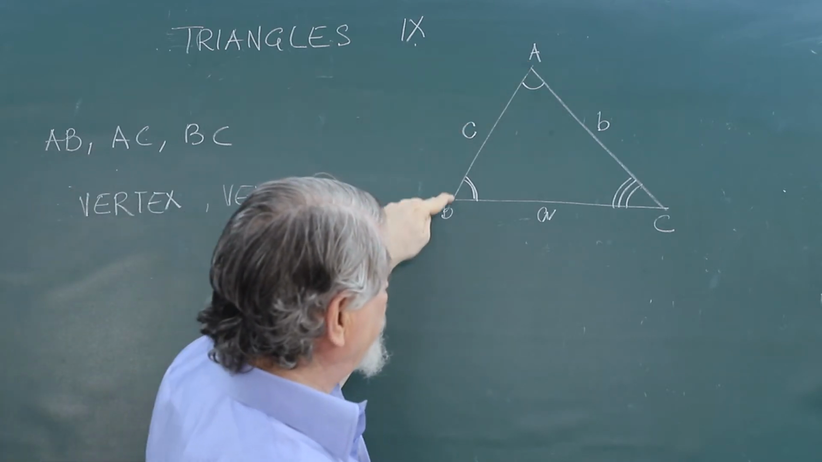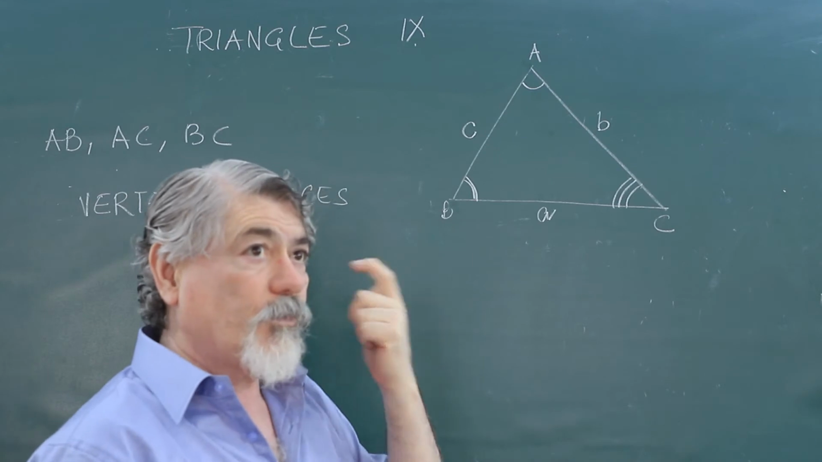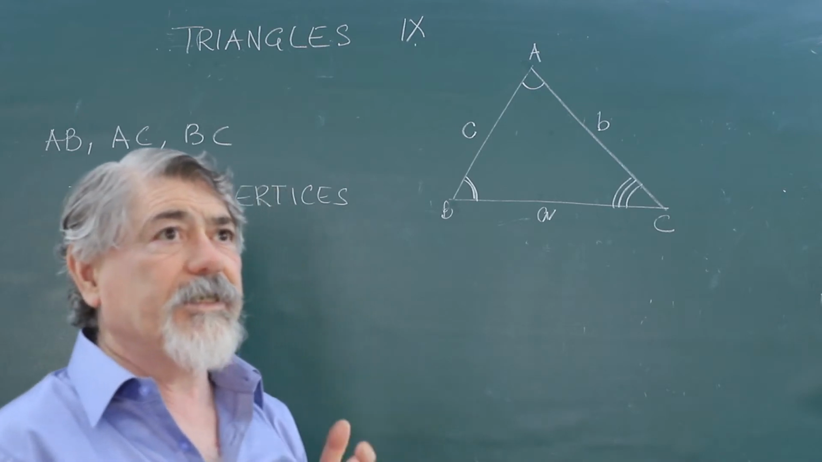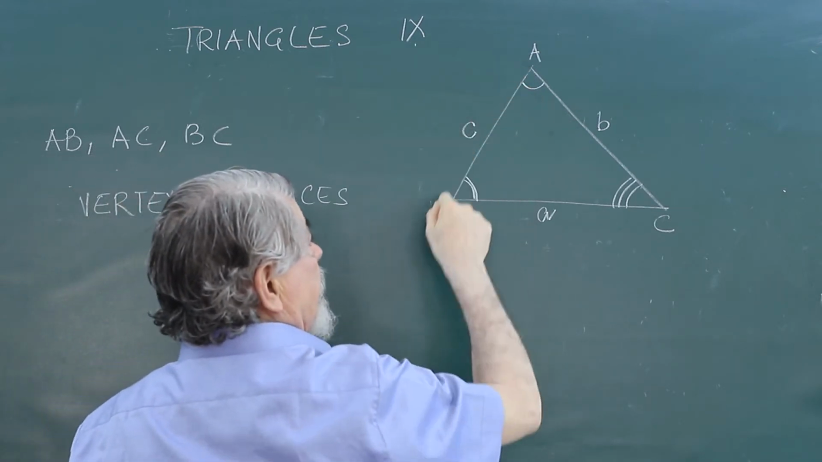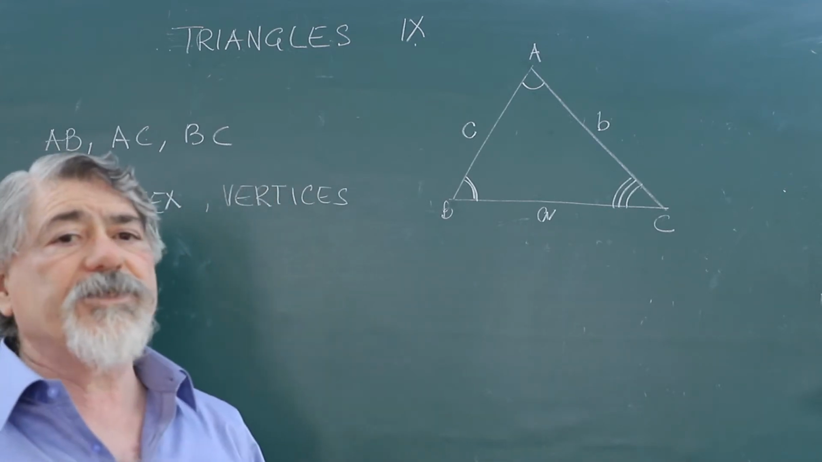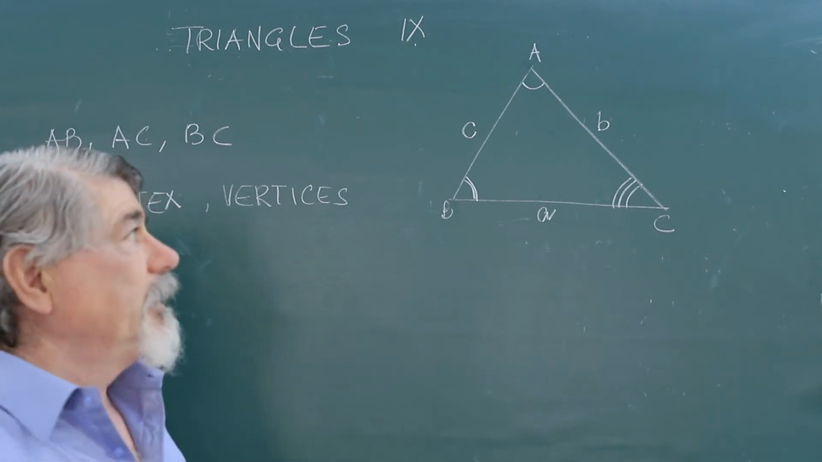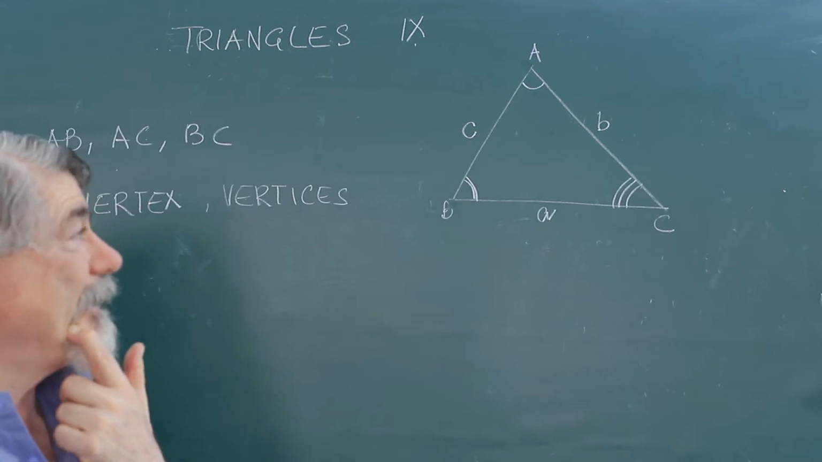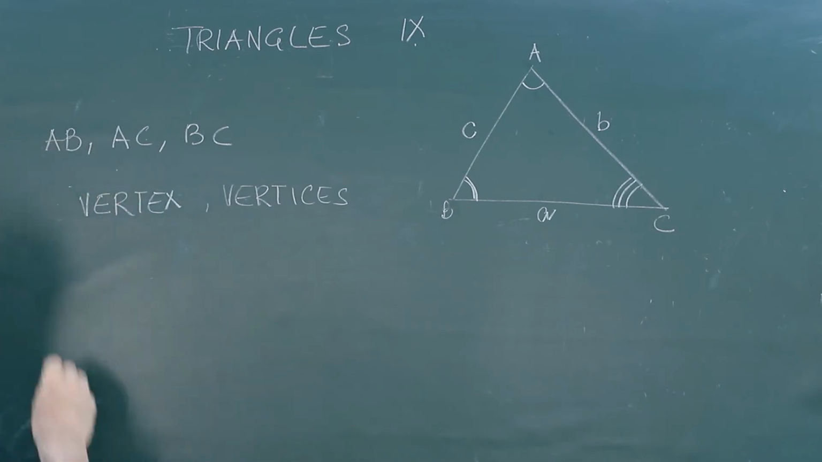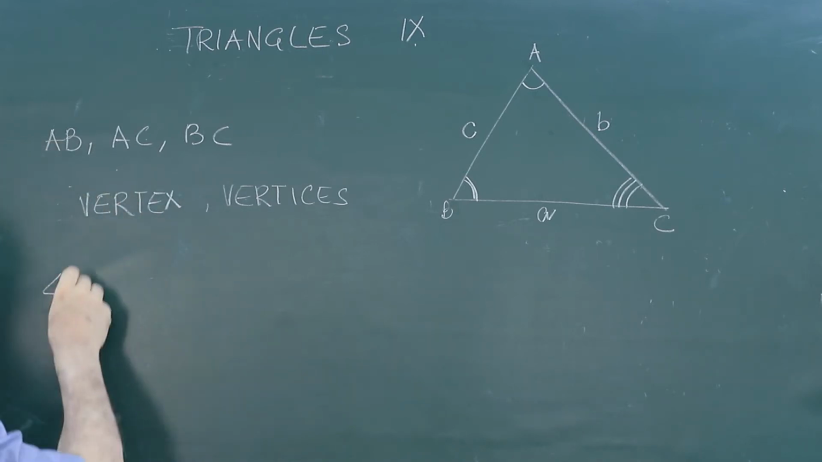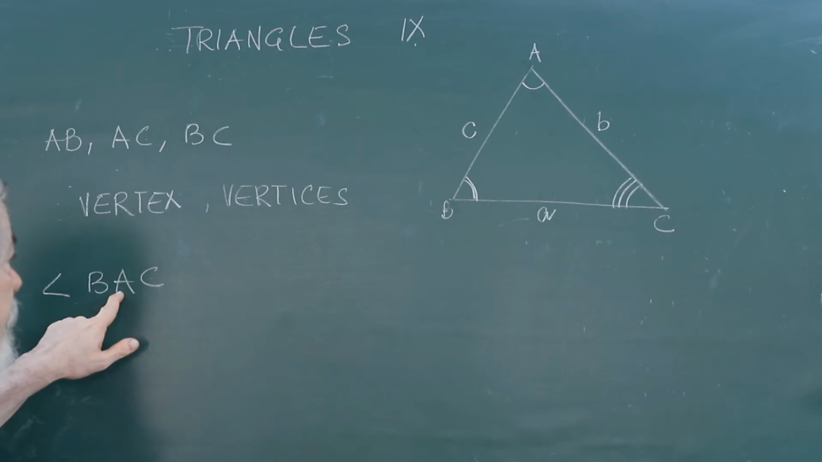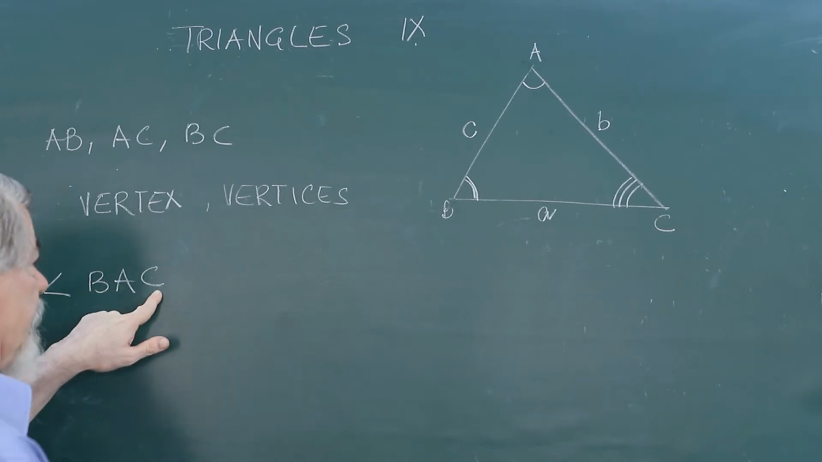A, B and C represent the vertices of the triangle, which are always represented by capital letters. It is very important to understand this because a lot of children make mistakes while writing angles. If I have to write the angle at vertex A, I should write it with the vertex always in the center: angle BAC. It is the angle opposite to side BC.